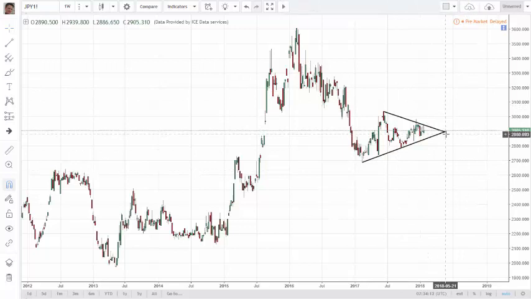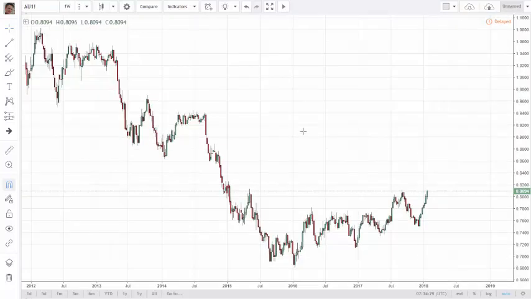But this is at a critical level, so I would like to see this one pop out in either direction. But it looks for now that we are making higher lows as well as some higher highs, but let's get some more confirmation on this one. But keep in mind, the Japanese yen is starting to get stronger.